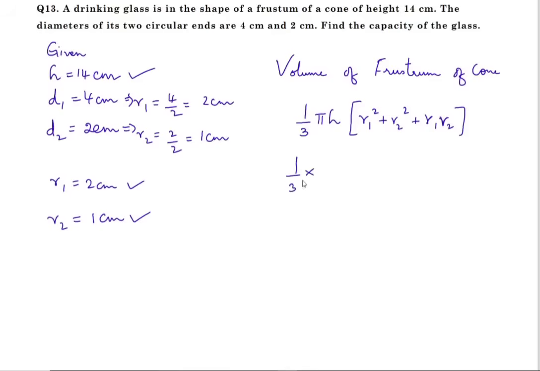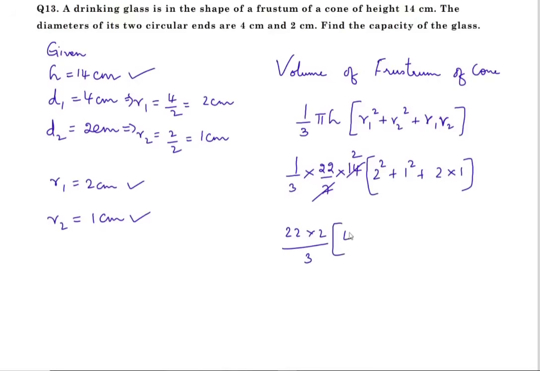Now substitute the values. Pi value is 22 by 7. The height given in the question is 14. r1 square is 2 square, r2 is 1, so 1 square, plus r1 into r2, which is 2 into 1. 7 ones are 7, 7 twos are 14. What you get is 22 into 2 divided by 3 times 1. 2 square is 4, 1 square is 1, plus 2 into 1 is 2. Now what you get is 22 into 2 is 44 divided by 3 into 4 plus 1 is 5, 5 plus 2 is 7.